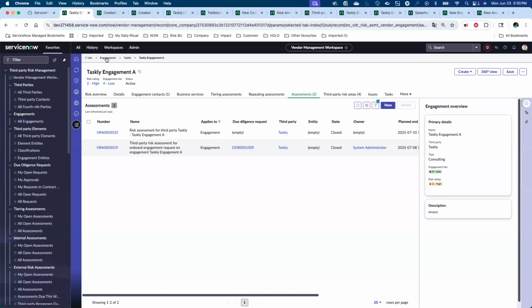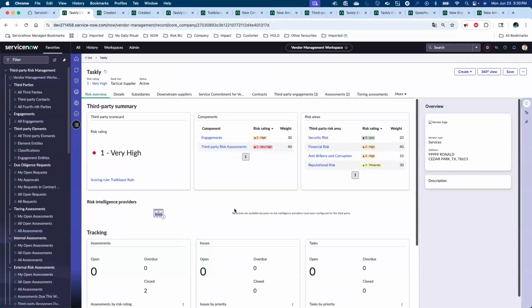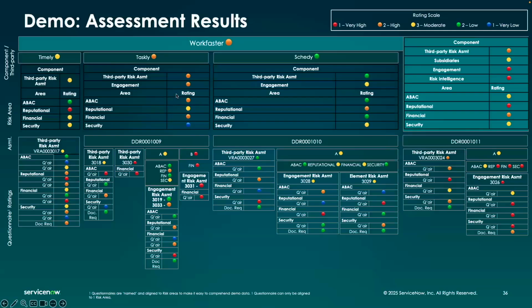And I think pretty much what we have covered so far in Taskly, going back over here, is how the risk rating has been derived by using the components, how the risk ratings roll up at the third party level from beneath those components as well. And we introspected a little bit the engagement A, if you will. That's pretty much for this section. Let's see what we have to cover next.